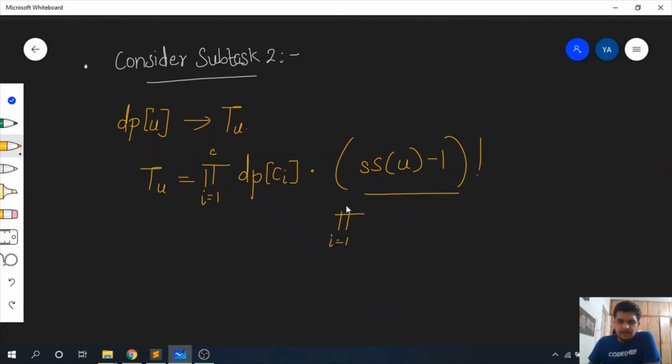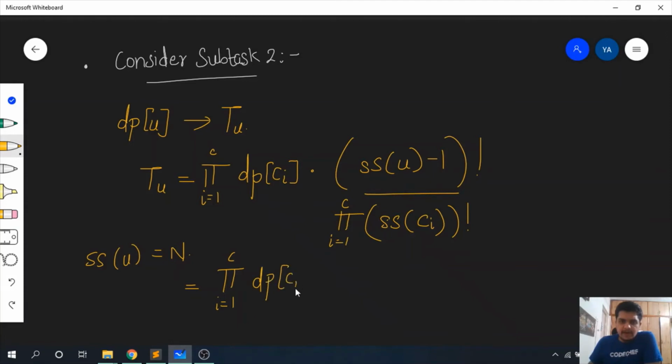I is equal to 1 to c, where subtree size of ci factorial is in the denominator. Now over here, what is ss of u? Ss of u is nothing but n, and this is pretty obvious because u is the root. So we can rewrite it as the summation over I is equal to 1 of dp of c of I, into n minus 1 factorial, divided by the product over I is equal to 1 of subtree size of children of u, ci factorial.